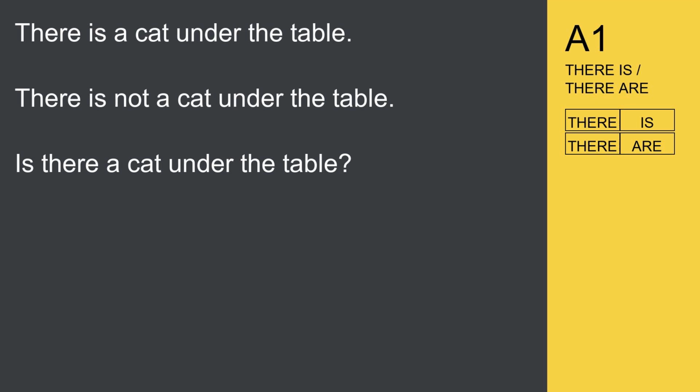There is a cat under the table. There is not a cat under the table. Is there a cat under the table?